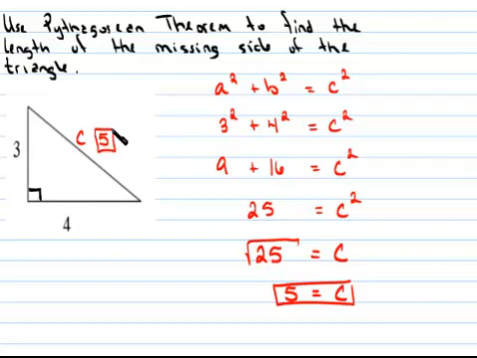This was the usefulness of the Pythagorean theorem. If you have a right triangle and you know two sides, the Pythagorean theorem will always help you figure out the length of the third side.